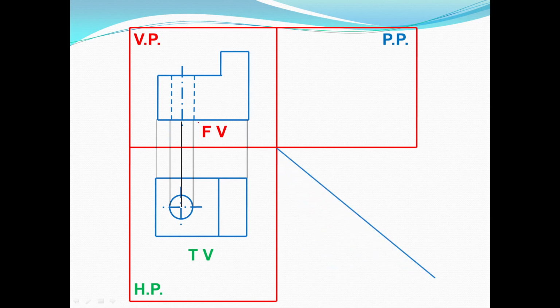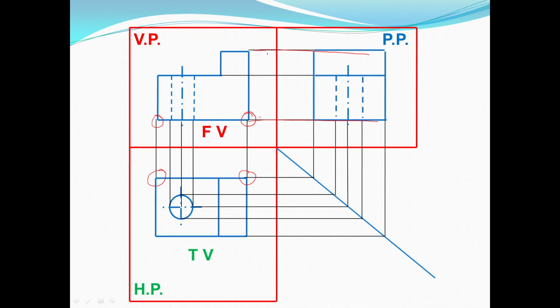You can see the length of the front view and the length of the top view are equal, because our object is the same, so the length is the same. You can see the projection endpoints of the front view match with the endpoints of the top view. Another thing, the height of the front view matches with the height part of the side view.